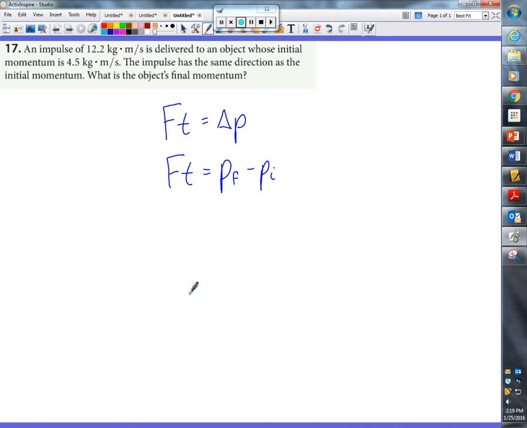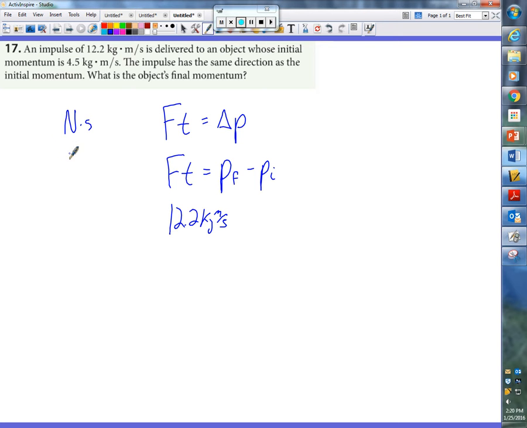So they give us the impulse, they give us the initial momentum, and then we just solve for the final momentum. So the impulse is 12.2 kilogram meters per second. And that is the unit we can use for impulse, same as momentum. Sometimes you see the unit for impulse written as Newton seconds, which is fine too. Force times time, newtons times seconds.